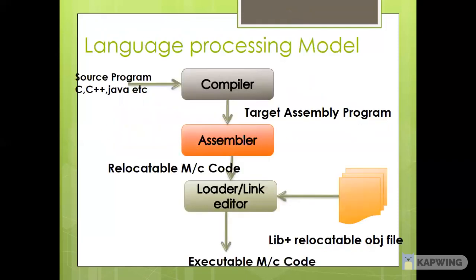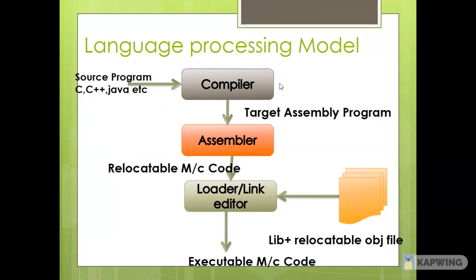So, the language processing model. In this we have to study how the process is actually carried out. Here this is your source program written in any language. It may be C, C++, Java, .NET, Python, etc. These are the source programs. Then it will go into the compiler.